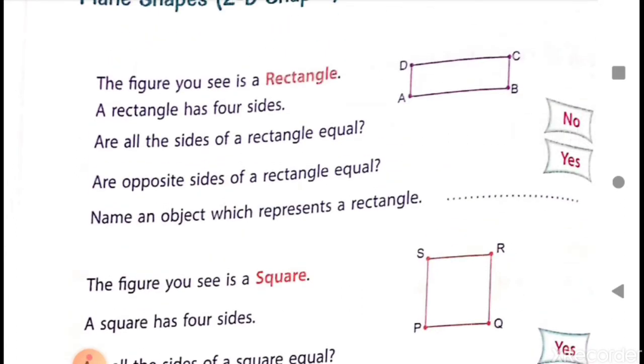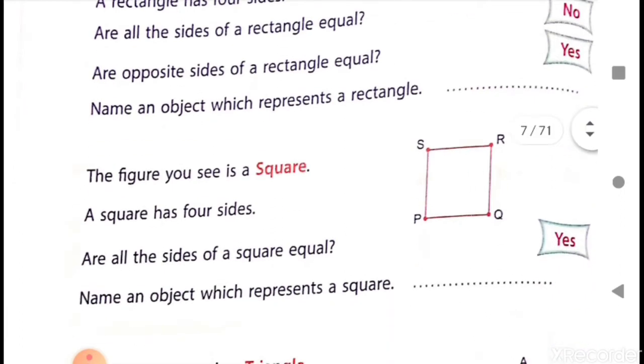But the difference between a square and a rectangle is that in a rectangle all the 4 sides are not equal. Opposite sides are of equal length. But in a square all the 4 sides are of same length. All the 4 sides are equal. Now name an object which represents a square.